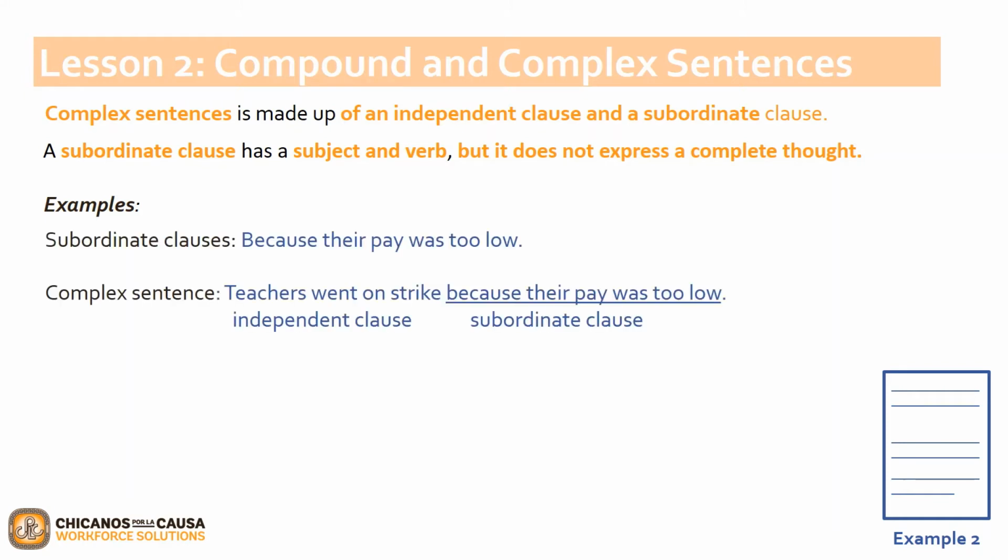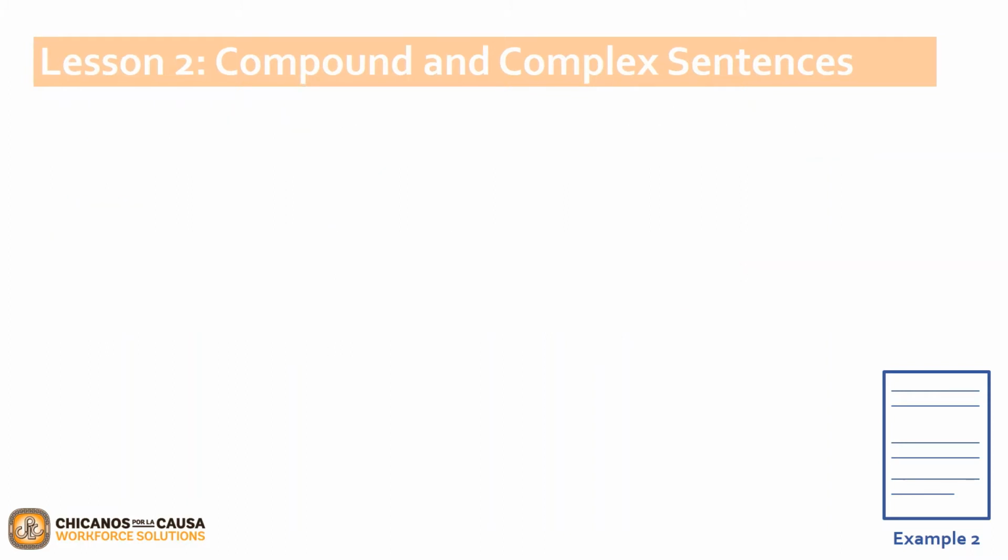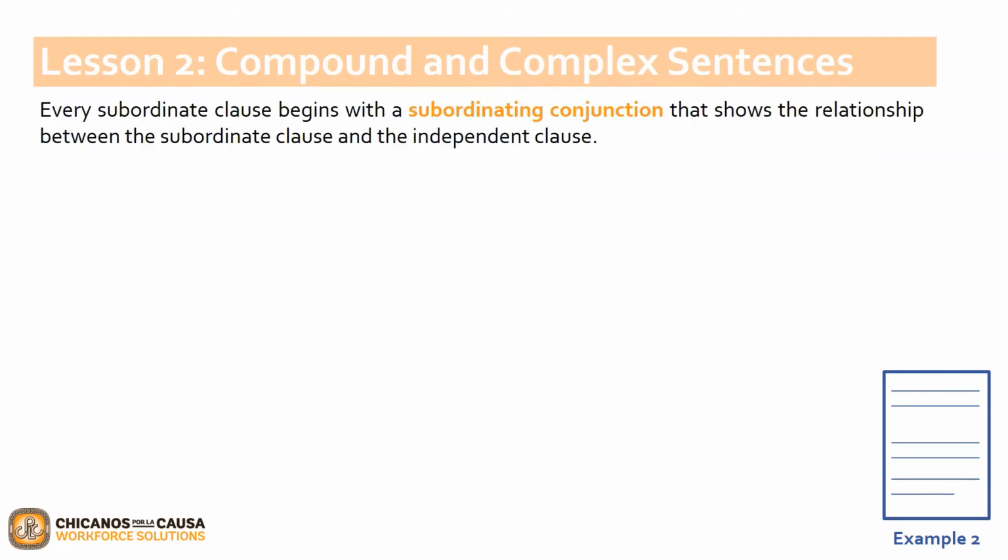The subordinate clause says, because their pay was too low. How you would write this as a complex sentence would be, teachers went on strike because their pay was too low. The independent clause in this sentence is, teachers went on strike. The subordinate clause is, because their pay was too low. Every subordinate clause begins with a subordinate conjunction that shows the relationship between the subordinate clause and the independent clause.